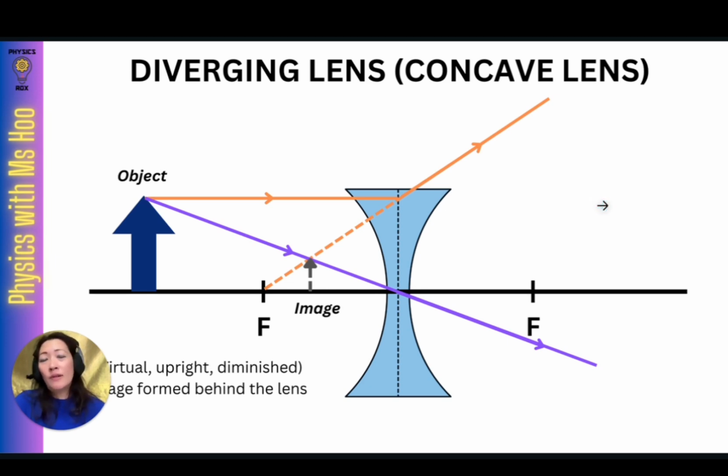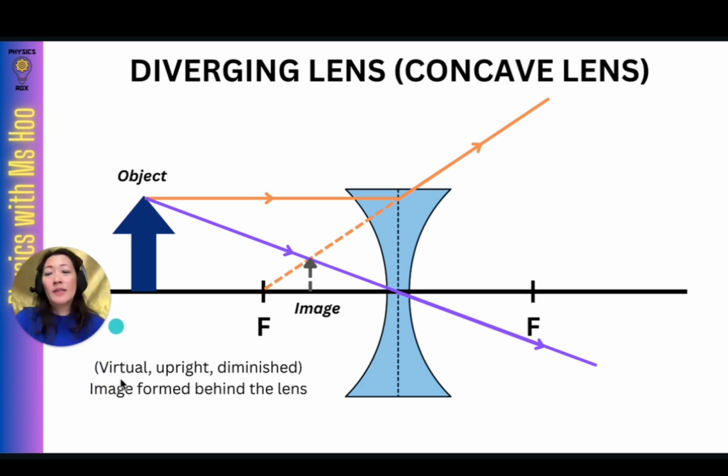Now, just to let you know, a diverging lens or a concave lens is very rarely used in an optical device. Why? Because the image formed is virtual, upright, and diminished. Virtual images cannot be projected on a screen, which means you can't get a copy of it, and you get a smaller image.